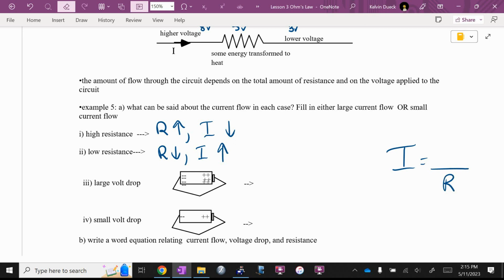What about voltage? What did I say voltage was similar to? Starts with the letter H. Height. What's more popular, a tall ski run or a bunny hill? Be obvious. Tall ski run. So as voltage gets bigger, current gets bigger. As voltage gets smaller, current gets smaller. Those ones match, so the V is going to be on the top. That's Ohm's law. I equals V over R.